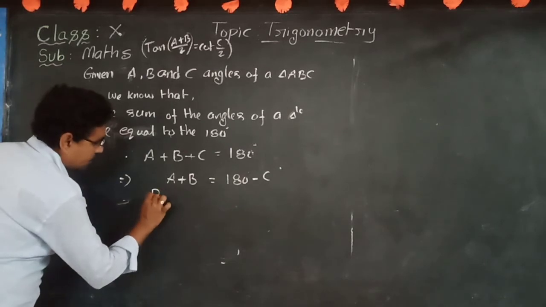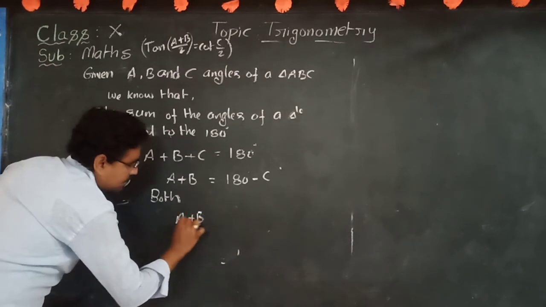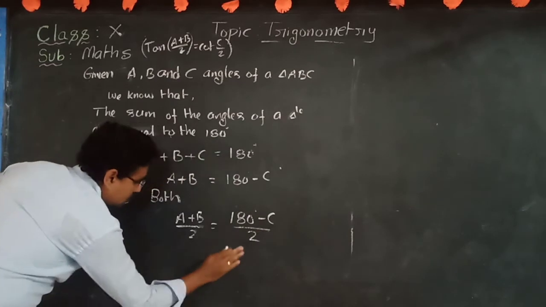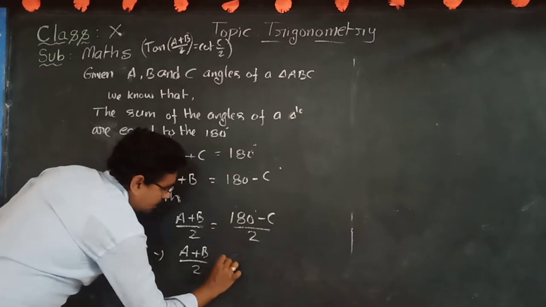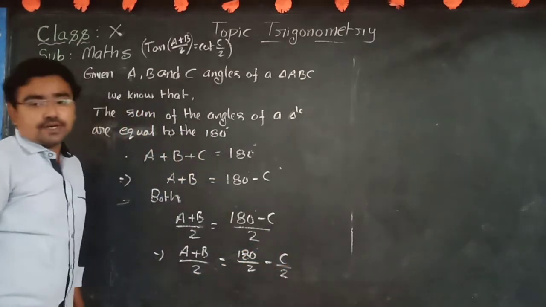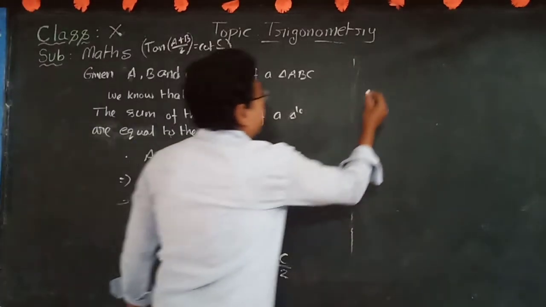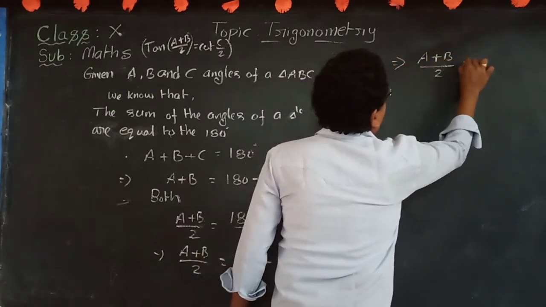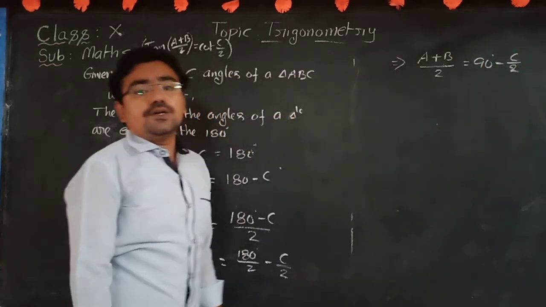Now we divide both sides of the equation by 2. We get (A plus B) by 2 equals (180 degrees minus C) by 2. Writing this again, (A plus B) by 2 equals 180 by 2 minus C by 2, dividing each term individually by 2. Then we get (A plus B) by 2 equals 90 minus C by 2.